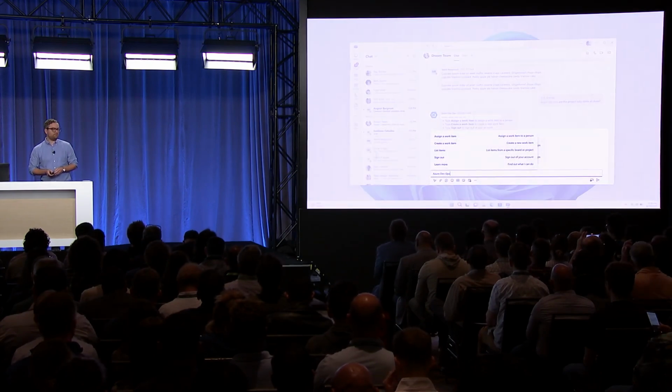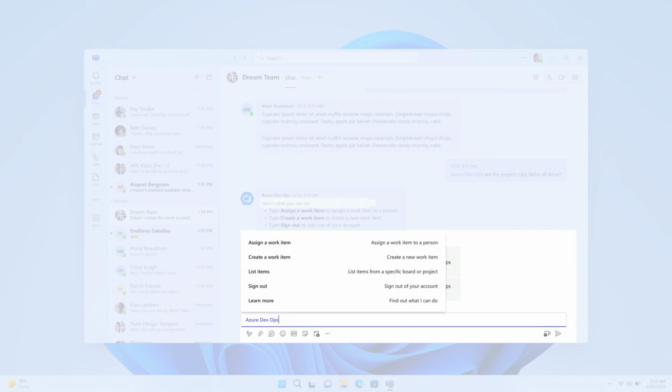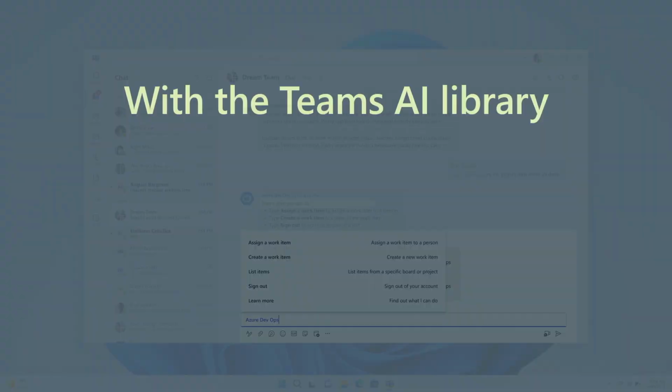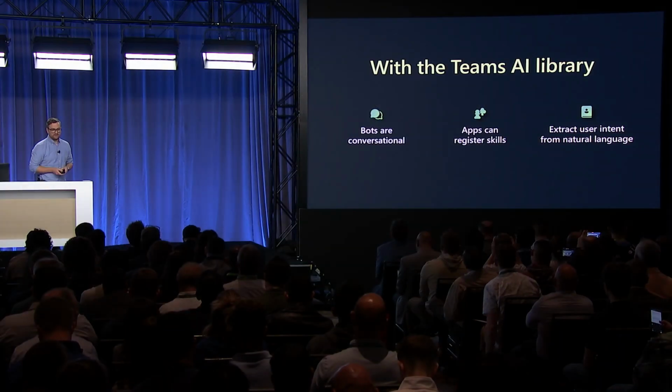So this is an example of how a user might interact with a bot before the Teams AI library. You see here that they kind of have to understand the bot's language. They choose a command and they might proceed from there. But this isn't their own natural conversation and not their own natural language. And that's what the Teams AI library is built to solve. It's here to address challenges and change the way you build bots and apps.